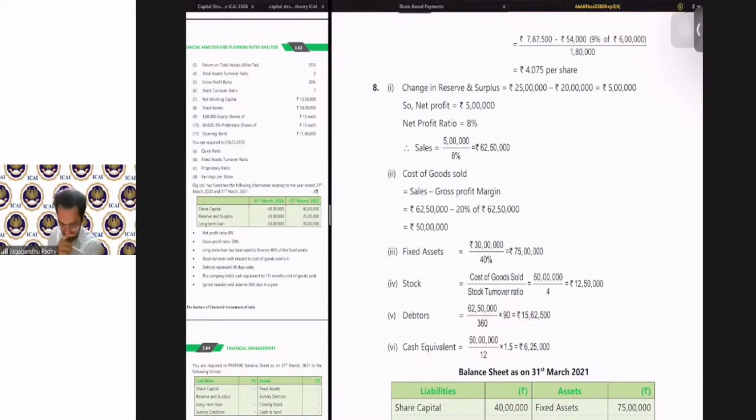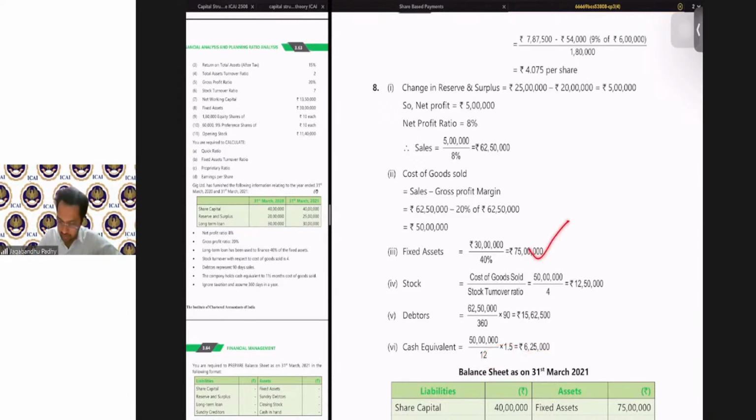Now the company holds cash equivalent to 1.5 months of cost of goods sold. So 50 lakh was the cost of goods sold, that's also for the full year, and we hold cash equal to 1.5 months. So that's simply 50 lakh into 1.5 by 12, which is 6 lakh 25,000.